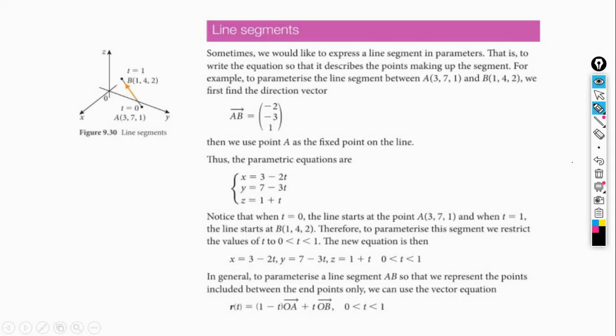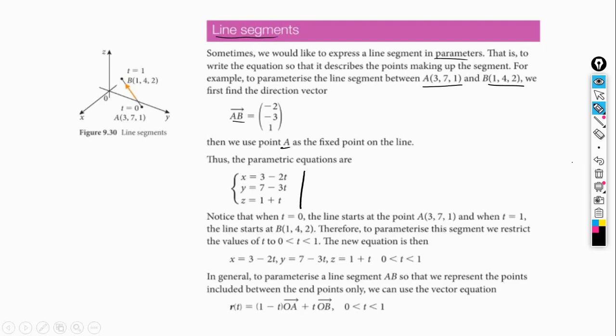So we continue with line segments. Sometimes we would like to express a line segment in parameters. That is, to write the equation so that it describes the points making up the segment. For example, we want to parameterize the line segment between A(3, 7, 1) and B(1, 4, 2). First, we find the direction vector AB, which is going to be obviously (-2, -3, 1), and then we use point A as a fixed point on the line. Thus, the parametric equations are these.